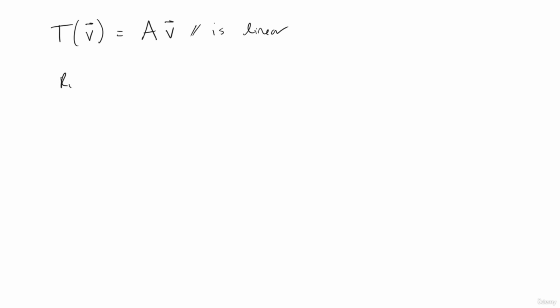If we look at rule number 1, this transformation A, this matrix times any vector, let's say we take A and multiply it by V plus W. Well, we know we should get AV plus AW if it's linear, and we do. The reason is that the matrix multiplication here with these vectors is distributive, and so that is why it is linear.